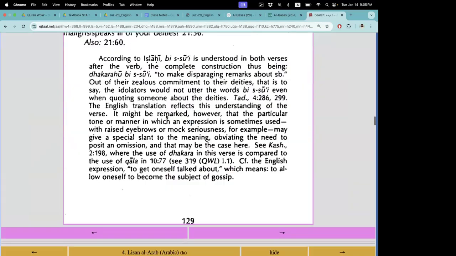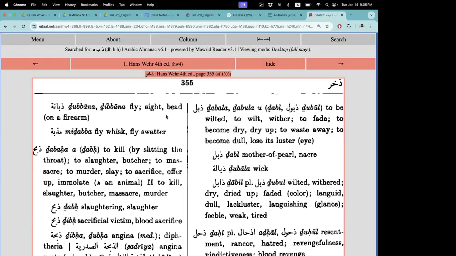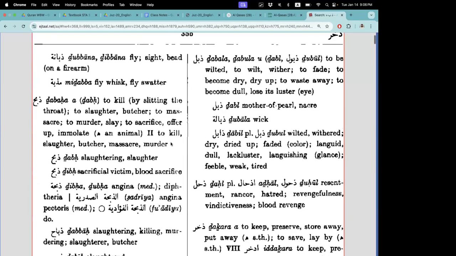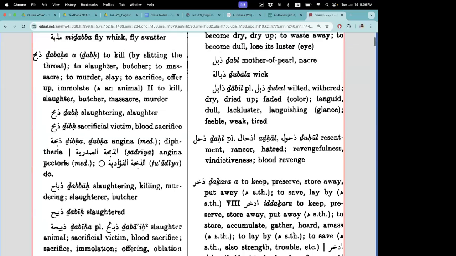So he has a lot of things here. Obviously I will not get into this, but I want to show you something from our friend Hans Wehr. Okay, look at this. Dhabaha, to kill. This is hard to read, but please stay with me. Okay, to kill. But now look at this. There's a Roman numeral 2 here: to slaughter, butcher, massacre. Yes? So the word here is dhabaha, which means to kill. You add a shadda, it becomes to what? To massacre, to butcher, right?